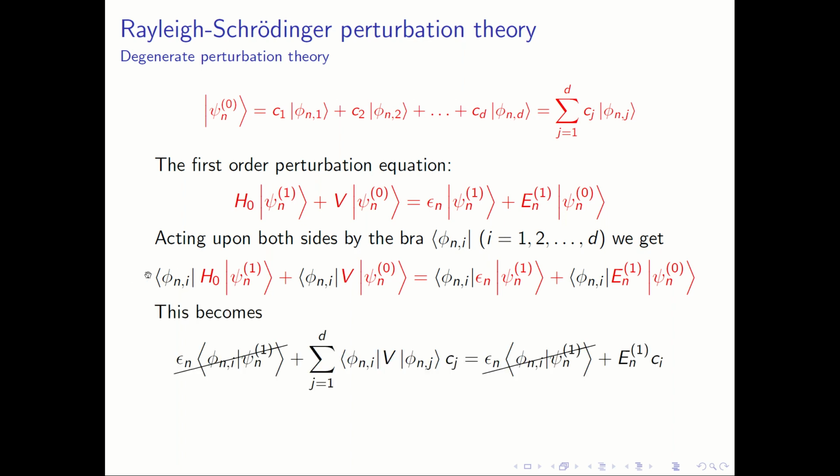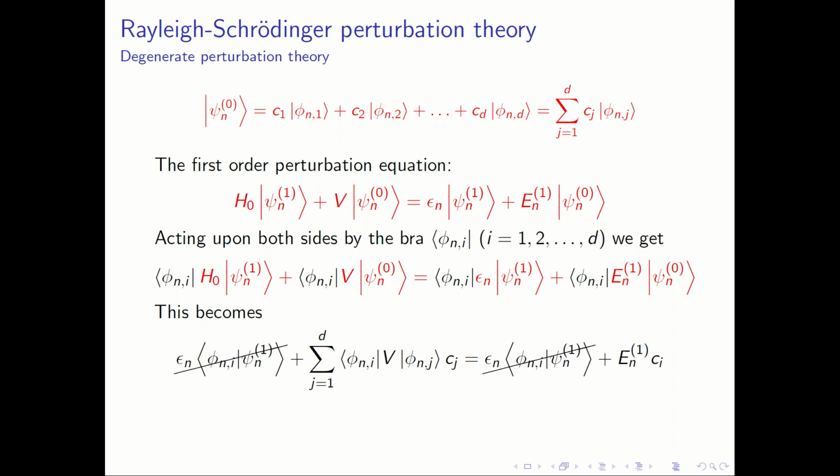So this term brings out an epsilon n. So you have phi n I acting on psi n1. On this side, of course, epsilon n just comes out and you have phi n I acting on psi n1. But these two terms on the left hand side are exactly the same, so they cancel out. This exactly was the stage where you could figure out what En1 was in non-degenerate perturbation theory.